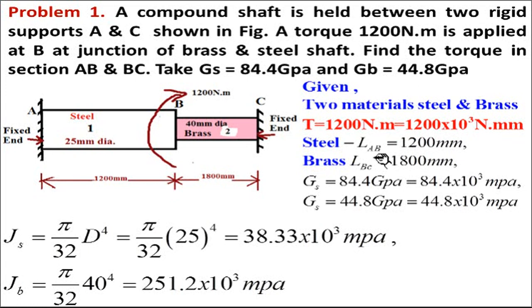Now first of all, write down the given things. What is given here? Two ends are fixed, A and C. Torque is given here, 1200 Newton meter, and it is applied clockwise.